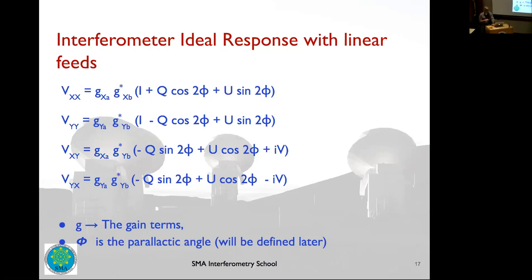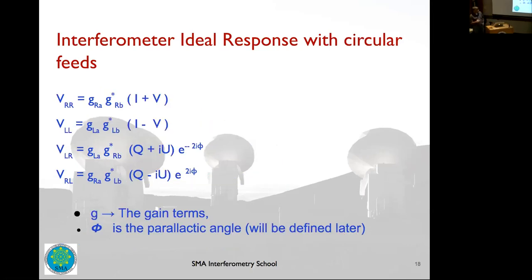So this is the ideal response with linear feeds. The ideal response with circular feeds is a little bit simpler. In this case, you have just RR and LL, the right and left circular polarization, and the interferometer product is basically equal to I plus or minus V. And then for the cross terms, the RL and LR products, the interferometer output is basically proportional to just Q plus iU. And then there's this factor, which is the parallactic angle. Again, we'll talk about that later. So this is a little bit simpler than the other one. It's just proportional to two of these, and it's much easier to determine what the Stokes parameters are in this case.